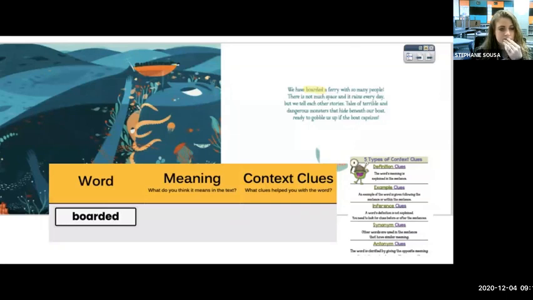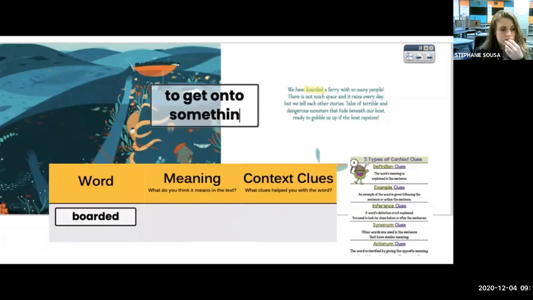And here it says we have boarded a ferry with so many people. And here I can see what looks to be a boat with a lot of people on it. And I know that it talks about how there's not a lot of space, and they tell stories, and they talk about dangerous monsters beneath the boat. And on the next page after it, they continue about being on a boat. So I can infer that boarded means to get onto something. In this case, it happens to be a boat, but it might not always be a boat.